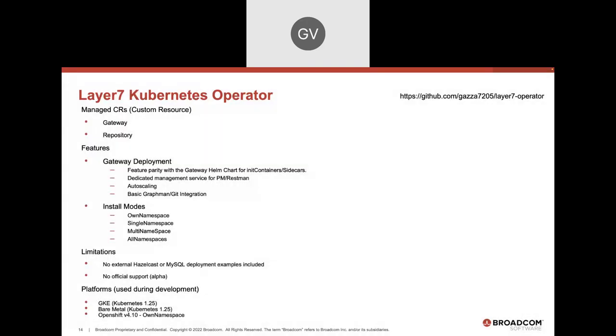I just wanted to cover a summary of what I've just said, along with some additional information about the operator. So I've already covered that we have two custom resources that we manage, gateway and repository. This is currently a private repo. There is a version of the Layer 7 Kubernetes operator that's currently on the community site. That doesn't include the repository custom resource. It does include the gateway custom resource though, so you'd be able to take a look at that if you wanted to.